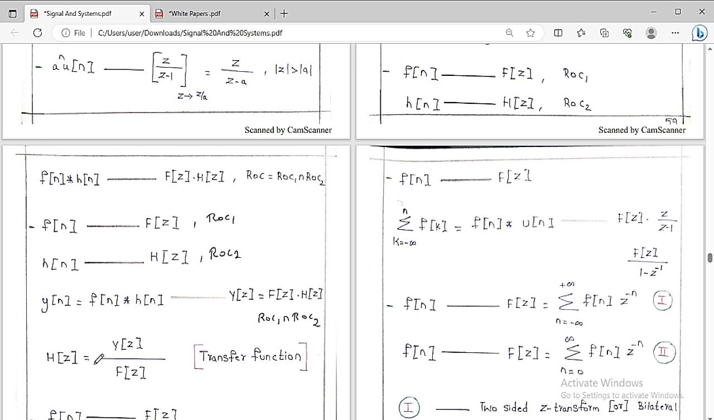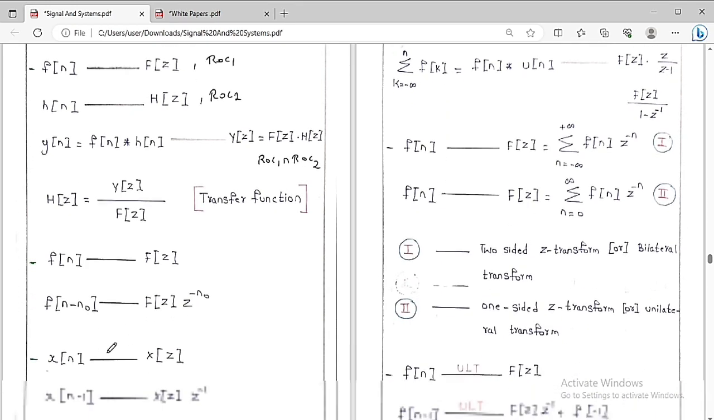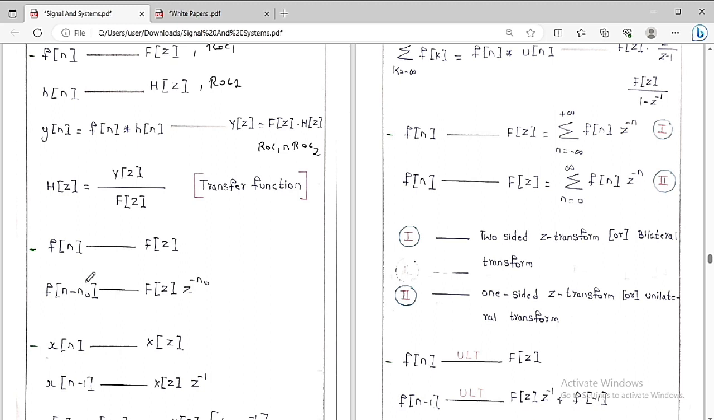What is the meaning of transfer function? Here it is the Z transform of the impulse response h of n. So this point always you have to keep in your mind. Now the next thing is, for f of n, the Z transform is F of z. And for f of n minus n naught, the Z transform is F of z into z to the power of minus n naught. So this is a very, very important point always you have to keep in your mind.